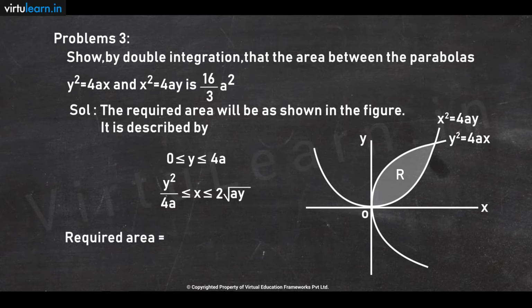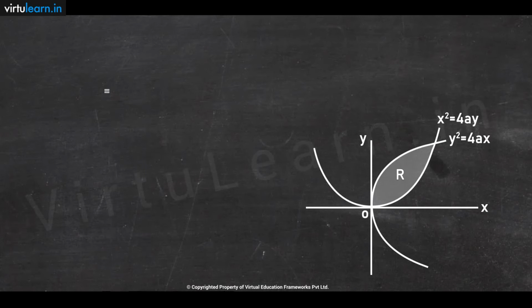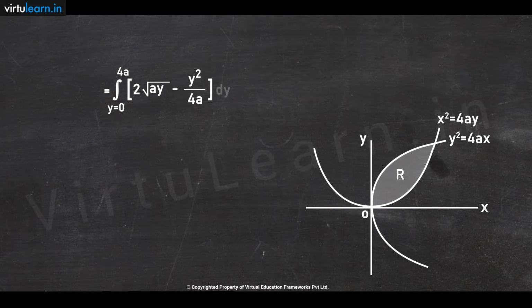Required area now becomes integral over the region R of dx dy, or integral y is equal to 0 to 4a, integral x is equal to y square by 4a to 2 root ay of dx dy. Initially, we integrate with respect to x to get x. Substituting the limit, we get integral y is equal to 0 to 4a of 2 root ay minus y square by 4a dy.